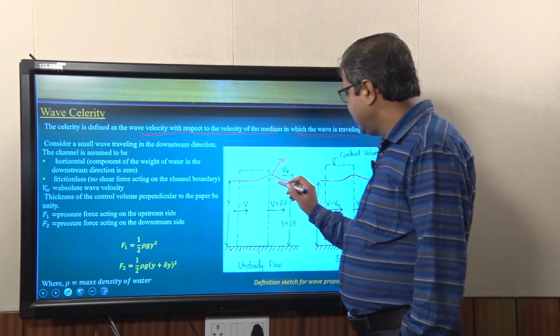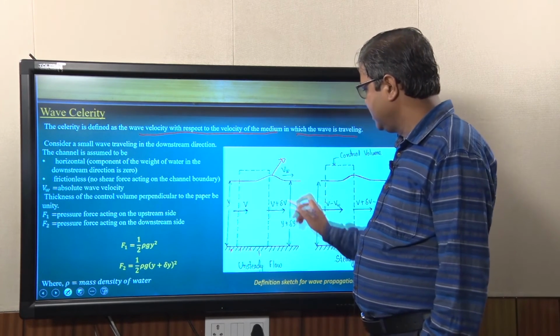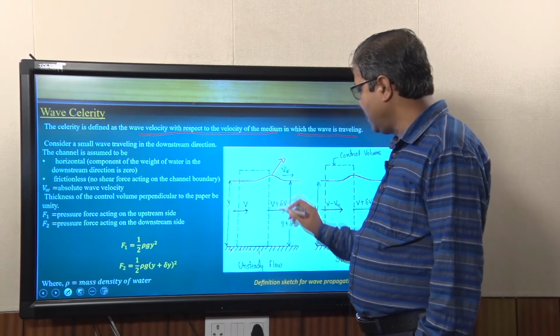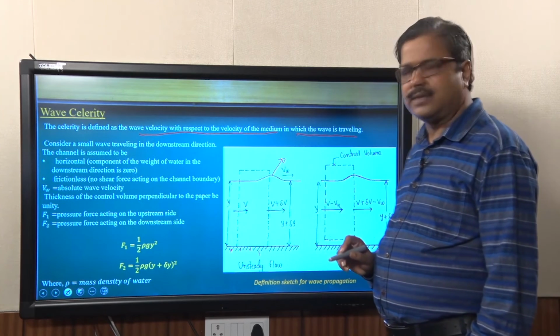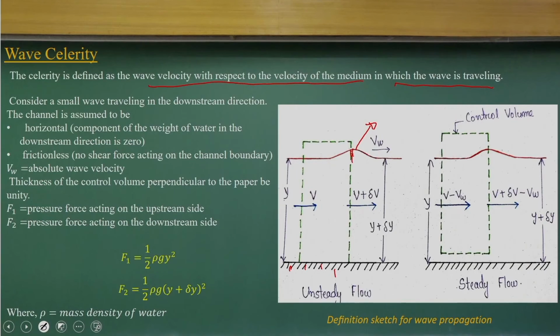If there is a delta y depth, a sudden increase of the depth, you have the cross section like this. That is the y plus delta y depth. I have a delta y of depth, and you have the y depth here upstream, and you create a disturbance like this. We are talking about the wave celerity, which is the Vw. What is the wave velocity with respect to the medium?